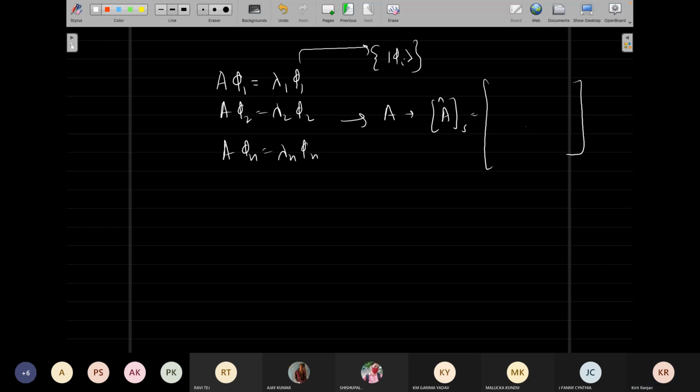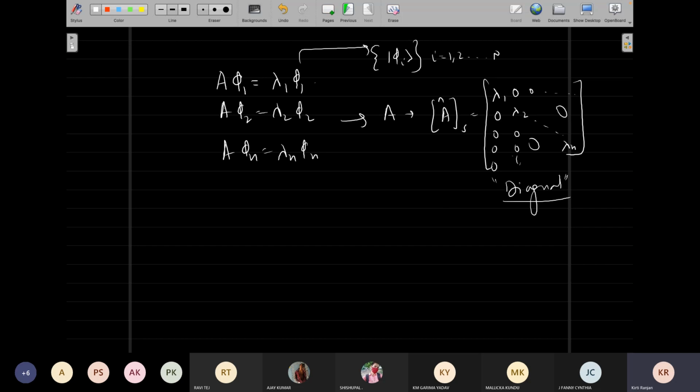Tell me. First one, A phi 1 equals lambda 1 phi 1 plus how much phi 2? So in the first case all are zero except phi 1, which means lambda 1 will come here, and all are 0. And in the second case, you will start with 0 and then lambda 2, and then 0, 0, 0. Then what kind of matrix are you getting? Diagonal. Diagonal matrix.